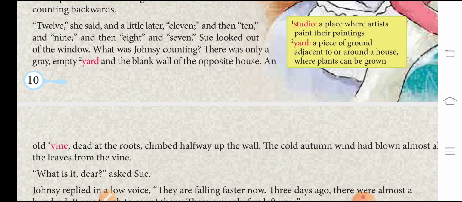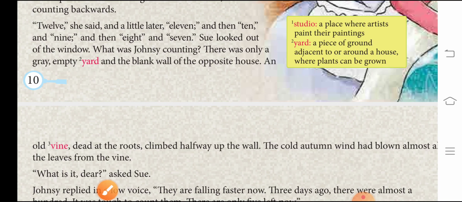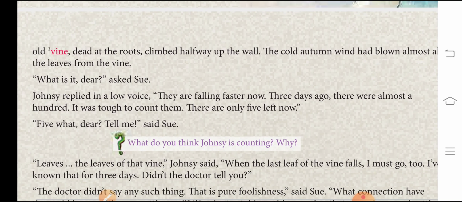Now, Sue is surprised at what she is counting, because there was nothing to count like this, because there was a yard. Here the meaning of the yard is also given in this yellow box. It's a piece of ground, which does not have empty space. So the blank wall of the opposite house, and next she could see the blank wall, मतलब सामने वाला जो घर था उसकी दीवार उसको दिखाई दे रही थी वहाँ से, and she could not understand what she is looking at outside, what she is counting.